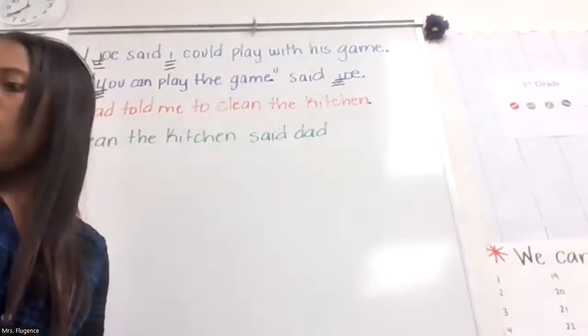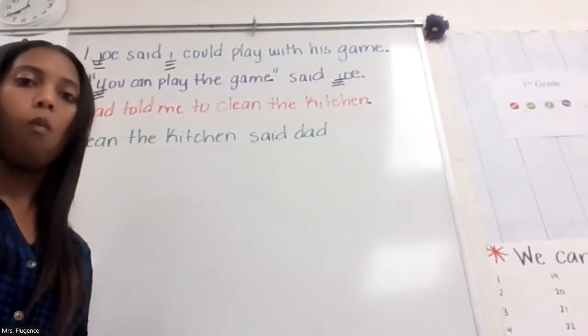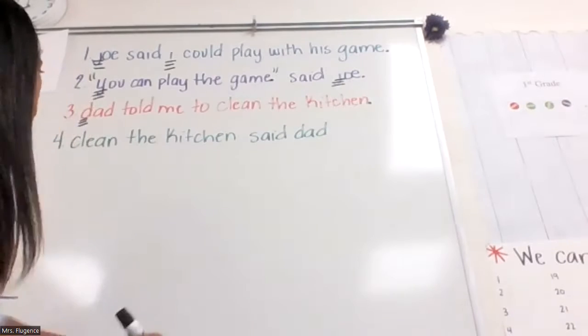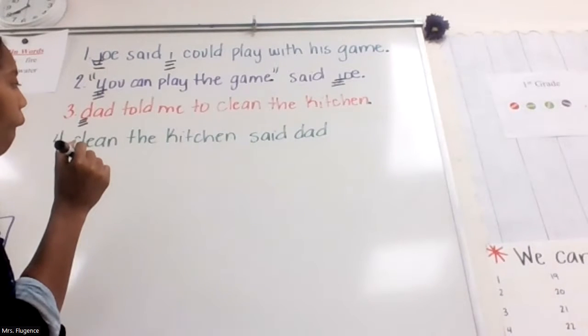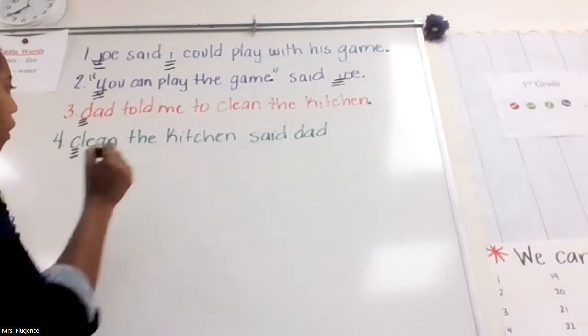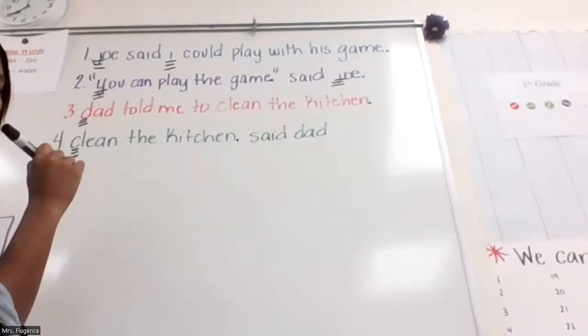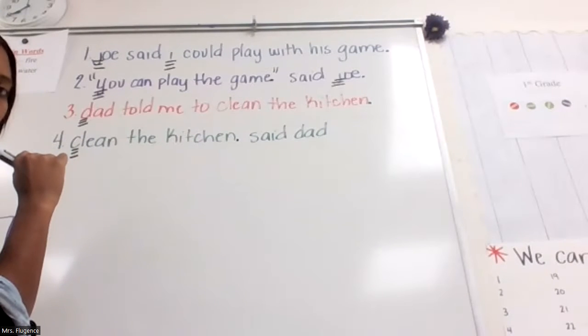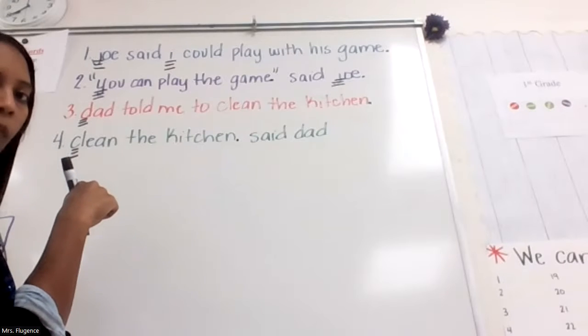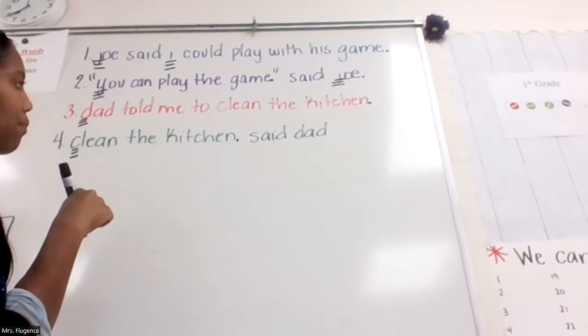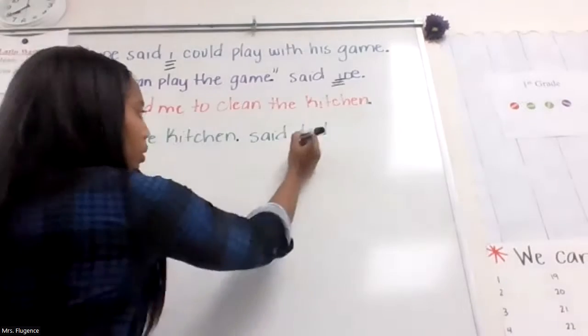Camille, unmute. Capitalize C and clean. C and clean. And put a period. Okay. Is that it or anything else? Capitalize D and Dad and put a period. Okay.